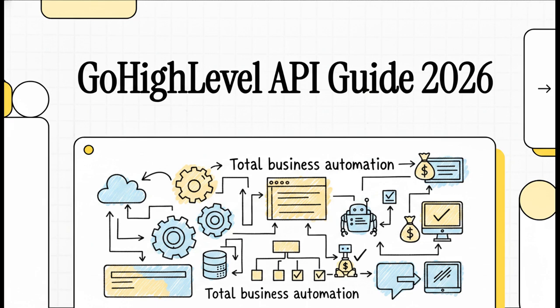As experts in this space, we're going to look at exactly how the GoHighLevel API serves as the ultimate blueprint for total business automation. By the time we wrap up, you're going to understand how to architect systems that completely eliminate the busy work and literally run entirely on autopilot.